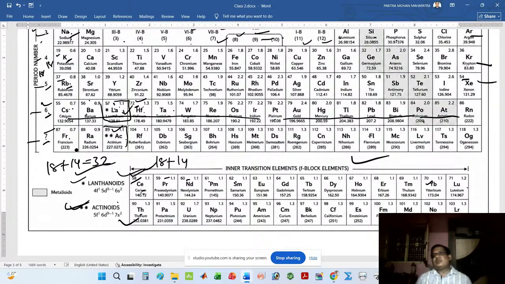Suppose a question asks which period is called the shortest period. Then your answer is the first period. Suppose I ask you which period is called the longest period.